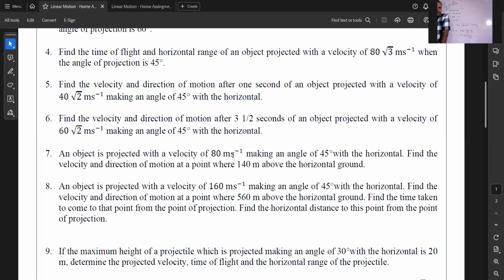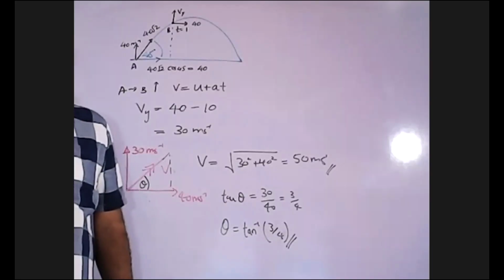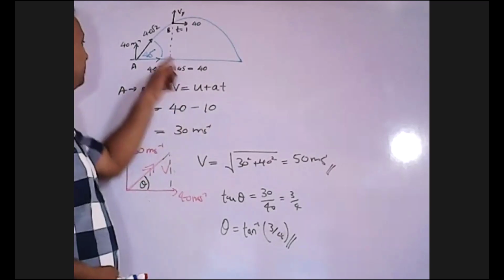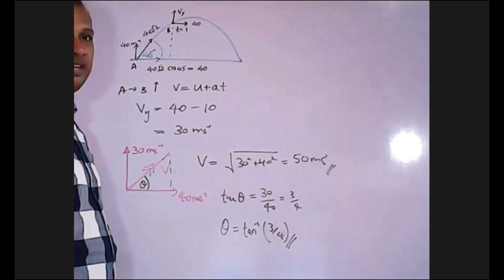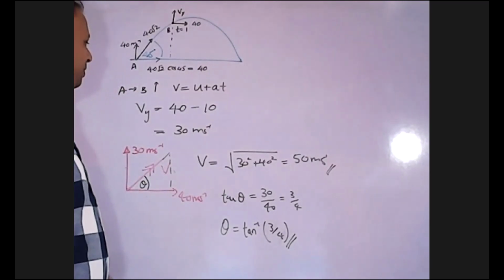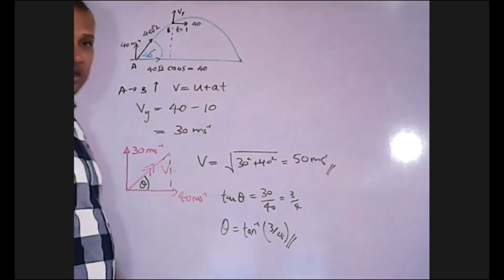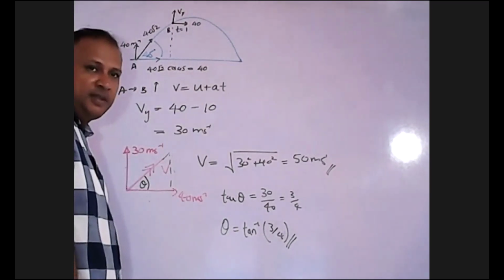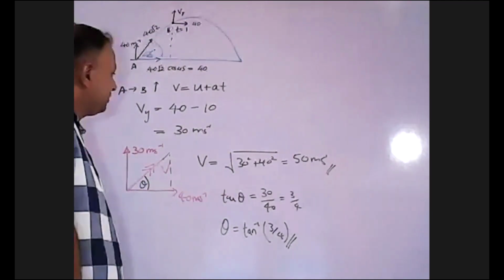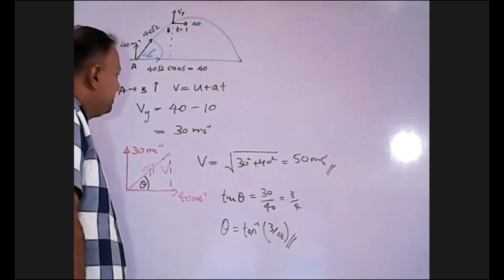Then the sixth one. Find the velocity and the direction of motion after 3.5 seconds of an object with the same velocity and the same angle. It is the same equation, only the velocity has changed: here 60 instead of 40, and time is 3.5 instead of 1. So 60 minus 35 is 25. Therefore Vy is equal to 25.